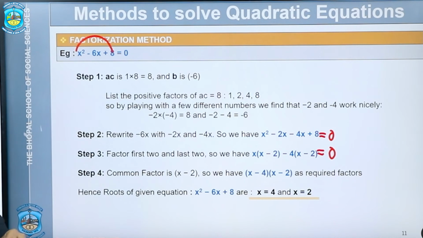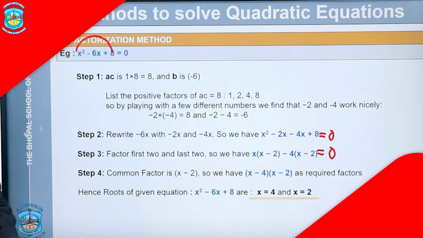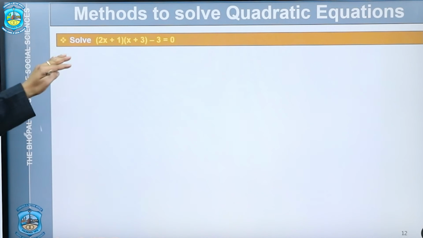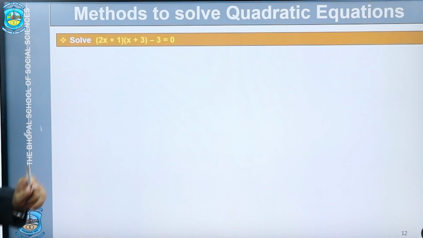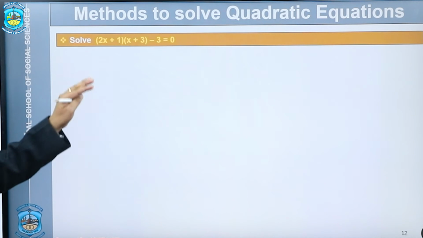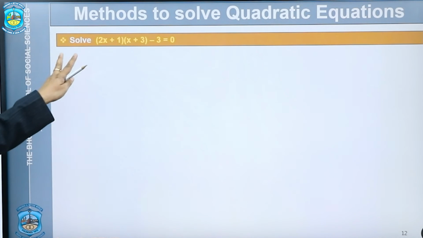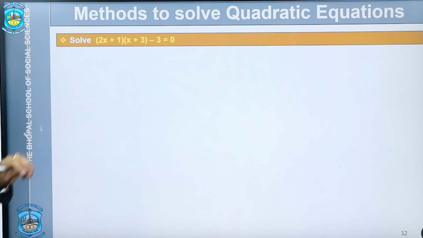Hence the roots of this equation are x equal to 4 and x equal to 2. Now sometimes the problem is like this. Suppose we have (2x plus 1) times (x plus 3) minus 3 is equal to 0. Apparently this is not a quadratic, but after opening the brackets it will turn out to be a quadratic.